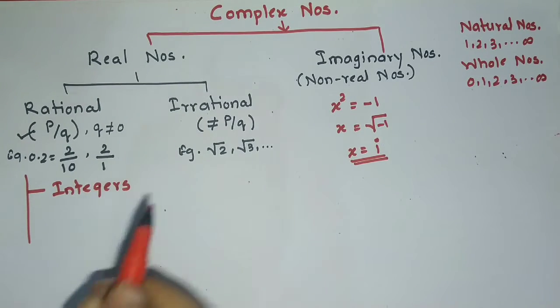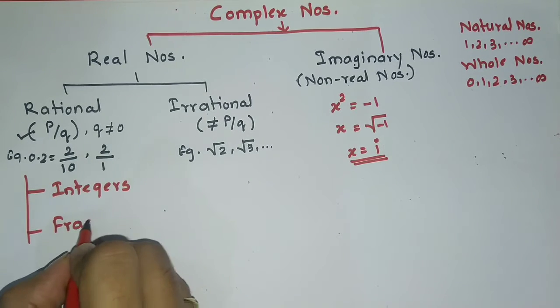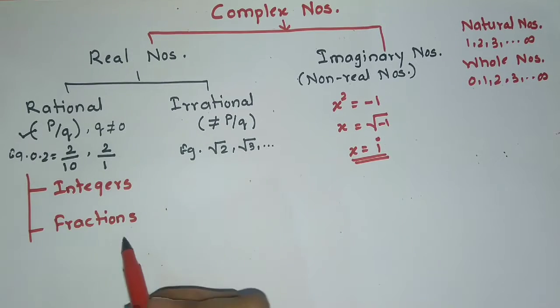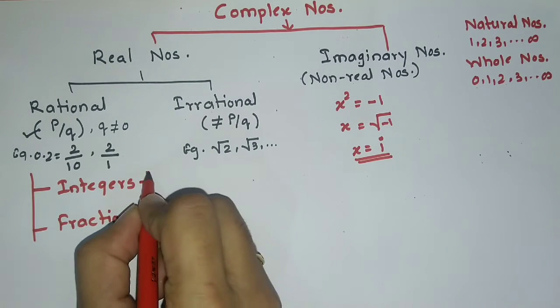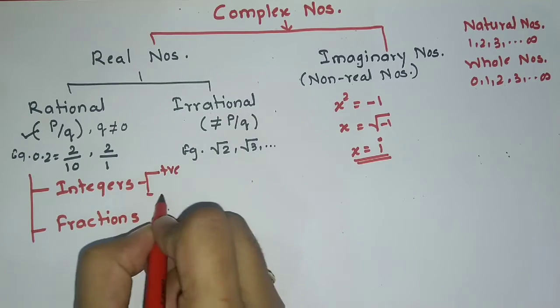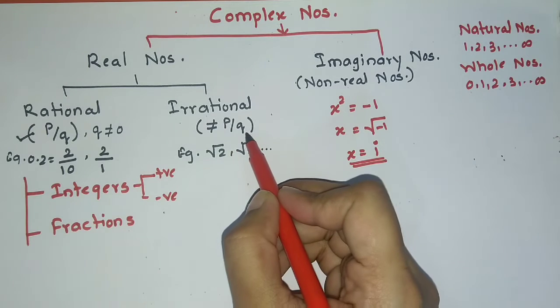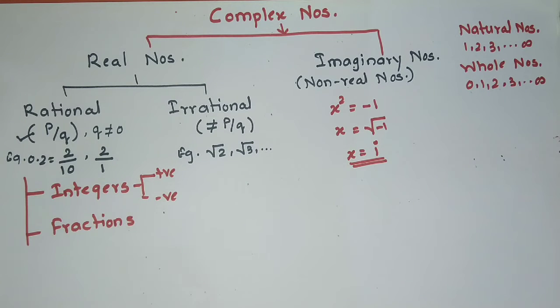Integers, one example is 2 by 1, and fractions, one example is 2 by 10, come under rational numbers. And integers are further classified as positive and negative integers. We have seen this. And irrational numbers are those which cannot be written in the form of P by Q. For example, root 2, root 3.